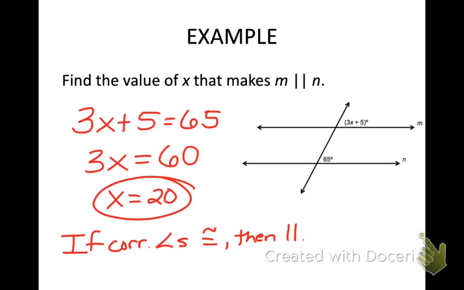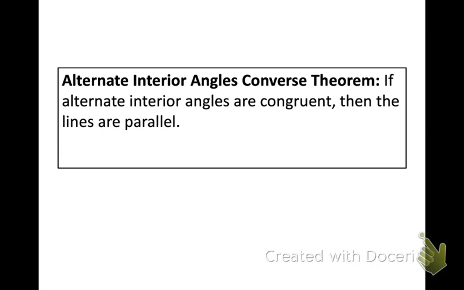Okay? All right, so let's do the converse of the other three. Again, abbreviate as you want. If alternate interior angles are congruent, so if you want to abbreviate, if alt int angles congruent, then parallel lines.